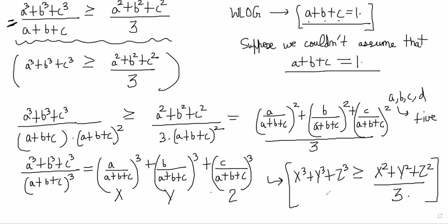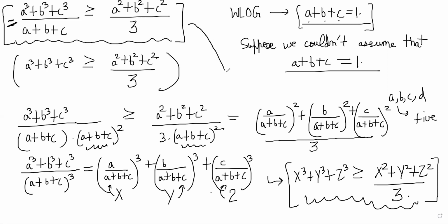right? How did we get it into this form? By dividing by (a + b + c)² on both sides and creating new variables x, y, and z, right? These are your normalized variables. And basically, if you can prove that this is true, then the original inequality is also true, right? Because we can replace x with a by (a + b + c), y with b by (a + b + c), and z with c by (a + b + c) anytime, right? So basically, the original inequality is equivalent to this inequality, right?